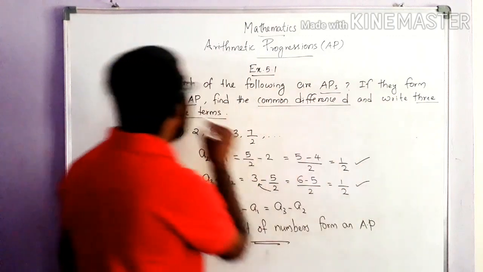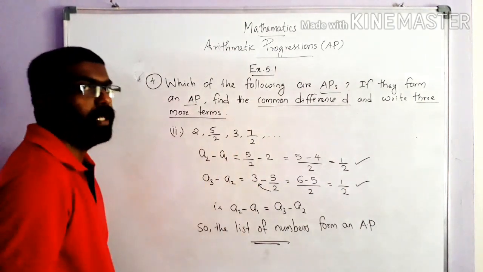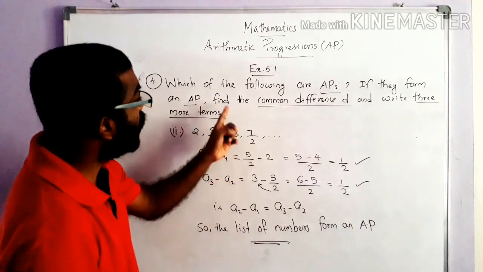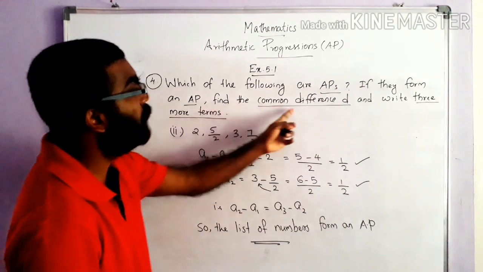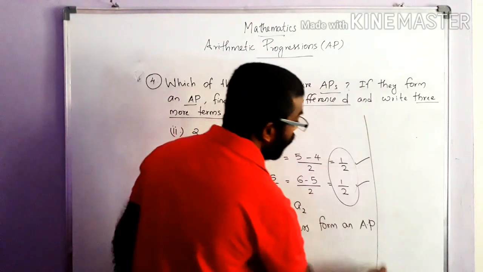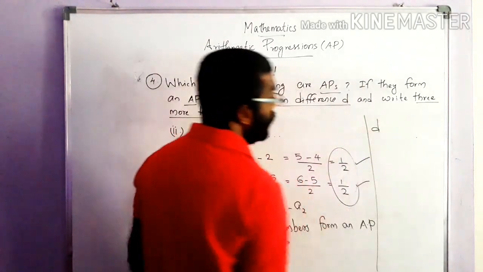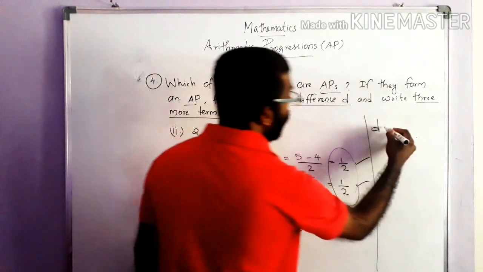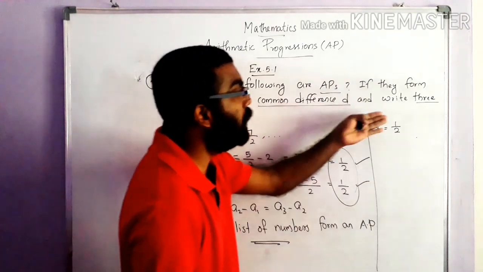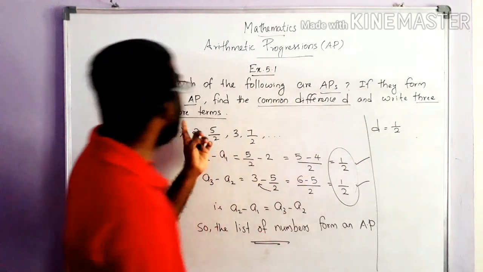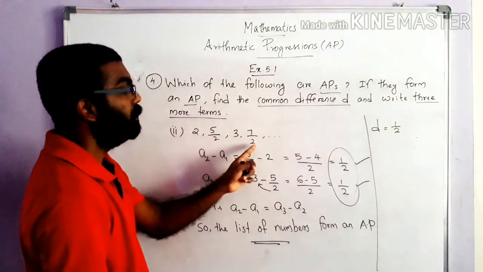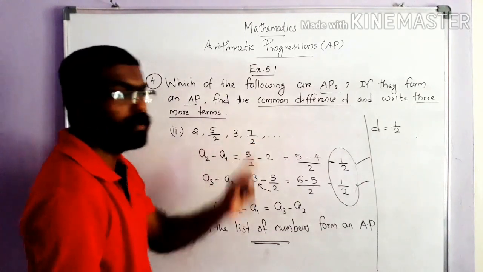If they form an AP, that means the given list of numbers form an AP, then we have to find the common difference D. Here already we found it out, that we can write common difference is denoted by the letter D, which is equal to 1 by 2. And another thing is, write 3 more terms. Here up to 4th term we are given 7 by 2.